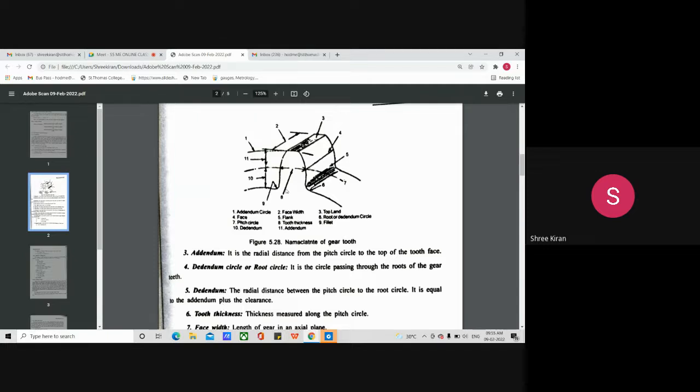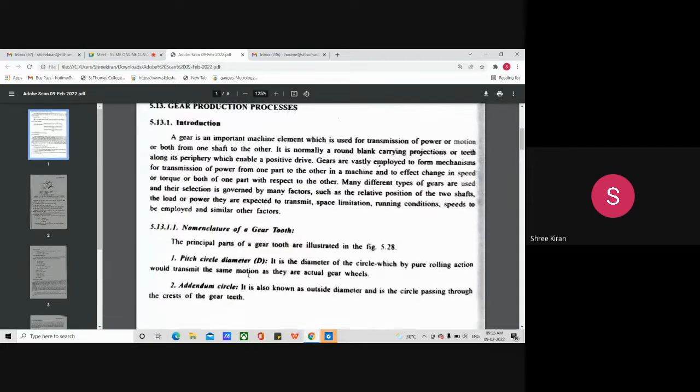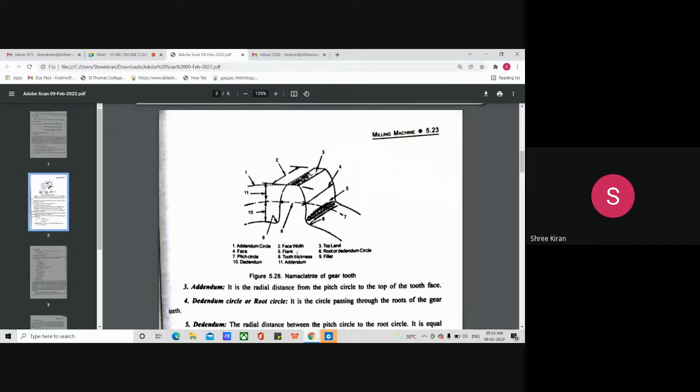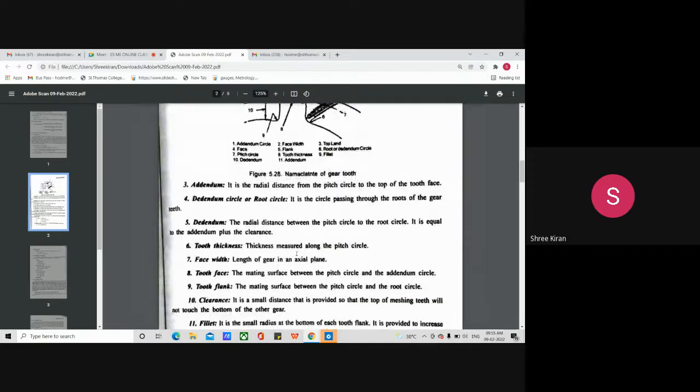Now it comes to the tooth thickness. This thickness is always measured with the help of the pitch circle. I hope you remember what we mean by pitch circle: it is the circle which, by pure rolling action, would transmit the same motion as the actual gear. That is the purpose of the pitch circle, and we can also call it a reference line. So the tooth thickness is the thickness measured along the pitch circle.